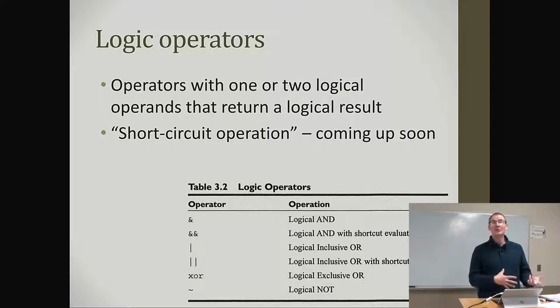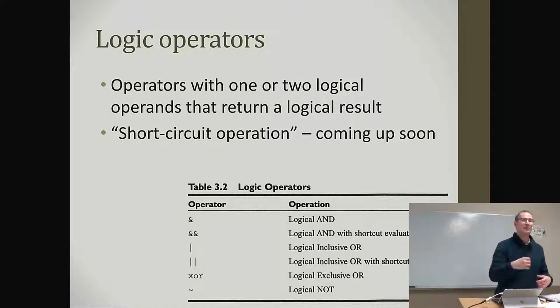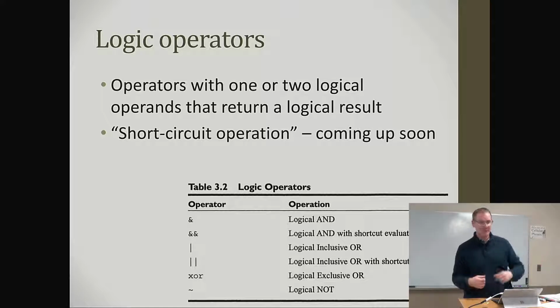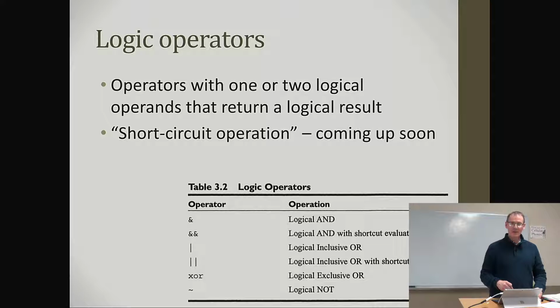Logical operators. So we have relational operators, and we have logical operators. Logical operators also produce a logical result. So now we have relational operators that produce a logical result, and logical operators that produce a logical result. These are a little bit simpler. This is Boolean logic. If you've heard of trues and falses and ands and ors and XORs and that kind of stuff, that is what we were talking about. Operators with one or two logical operands that return a logical result.